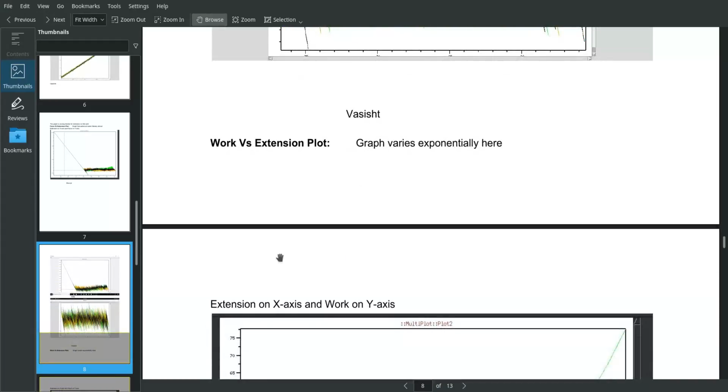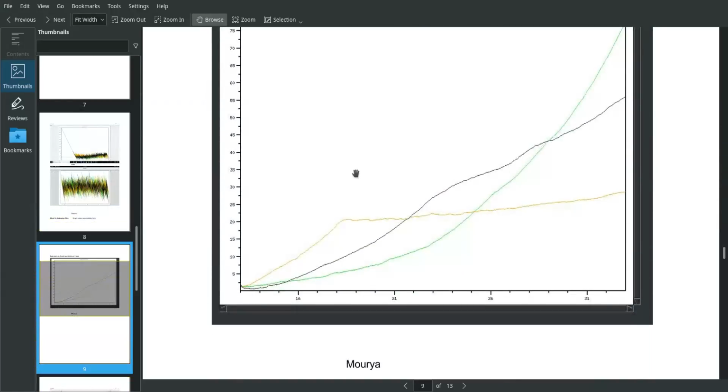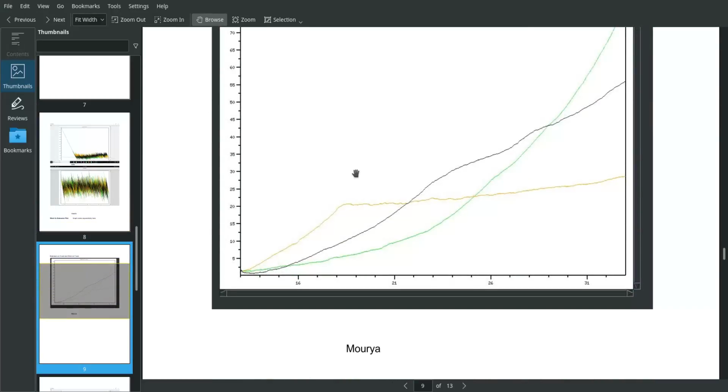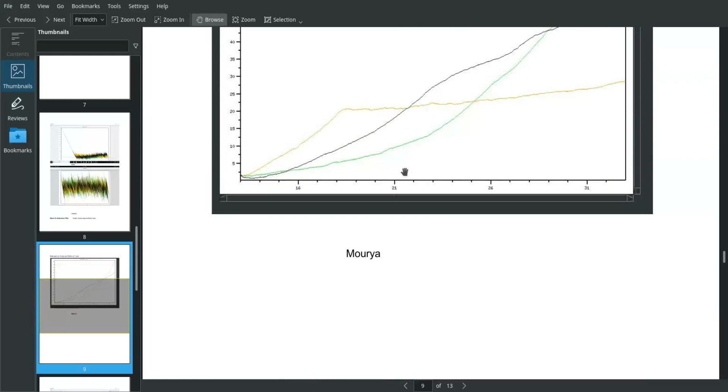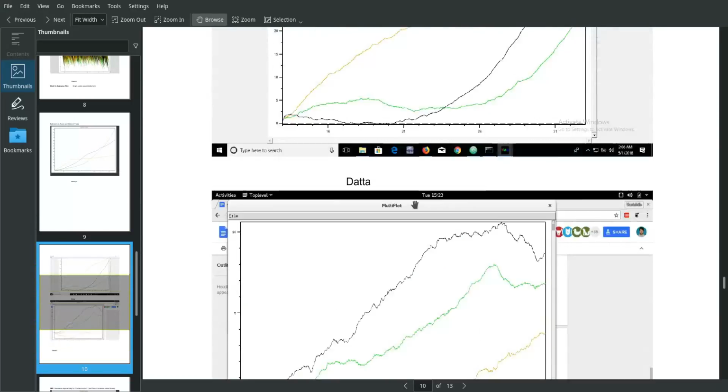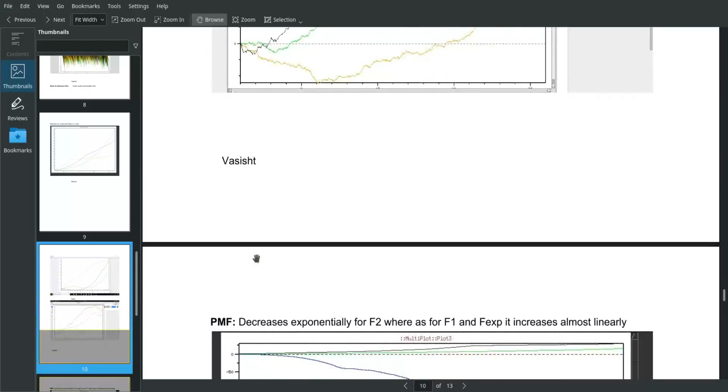Now we have done the work versus extension plot also. The graph varies exponentially here. I have taken extension on the x-axis and work on the y-axis. So it's approximately varying exponentially. And this is Datta's and this is Vasisht's.